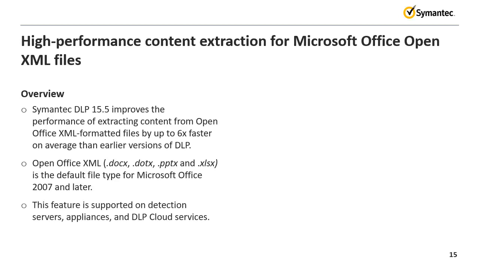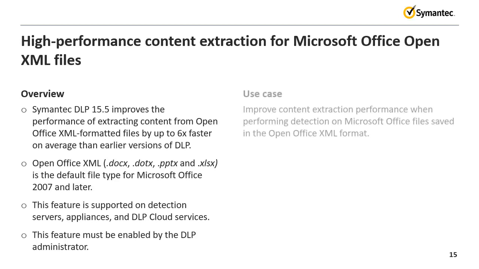This feature is supported on detection servers, appliances, and DLP cloud services. The feature is disabled by default and must be enabled by the administrator after installing or upgrading to Symantec DLP 15.5. This new feature enables organizations to improve content extraction performance when performing detection on Microsoft Office files saved in the OpenOffice XML format.